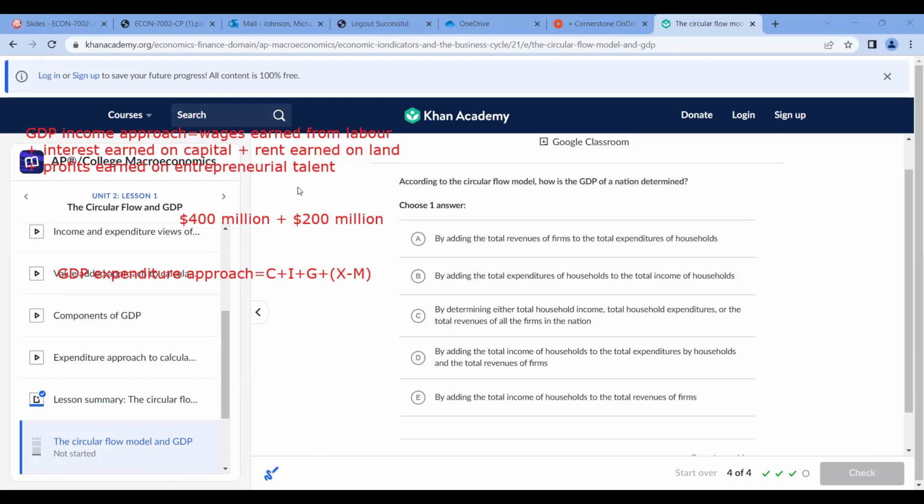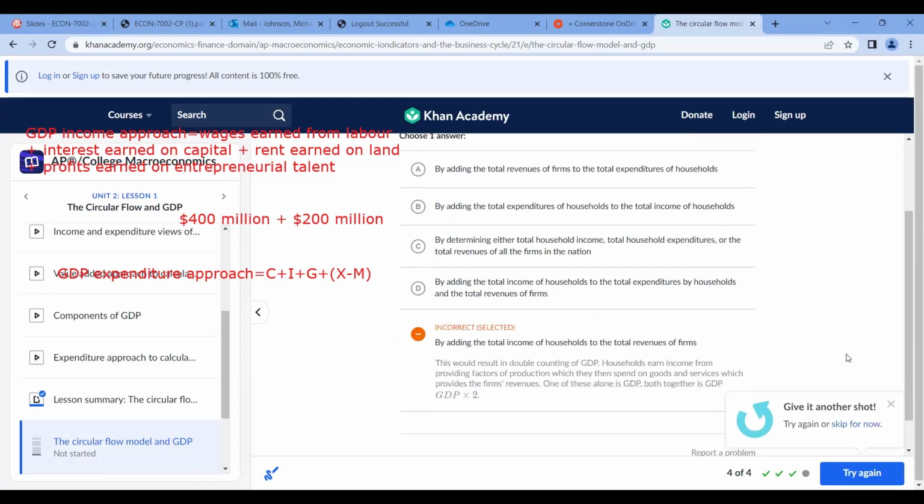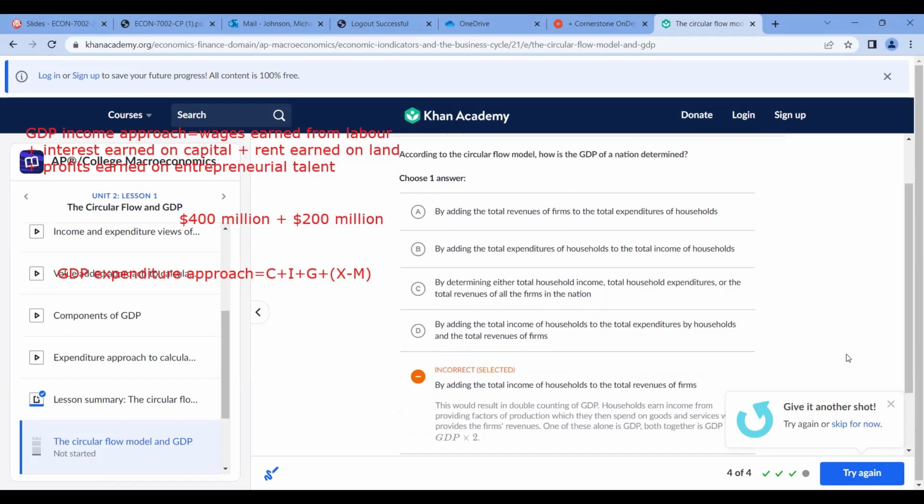It is determined by the expenditure approach. So the circular flow model had the households and firms, so isn't it E? I think that is about the expenditures. So by adding total revenues of firms of the total expenditures of the households.